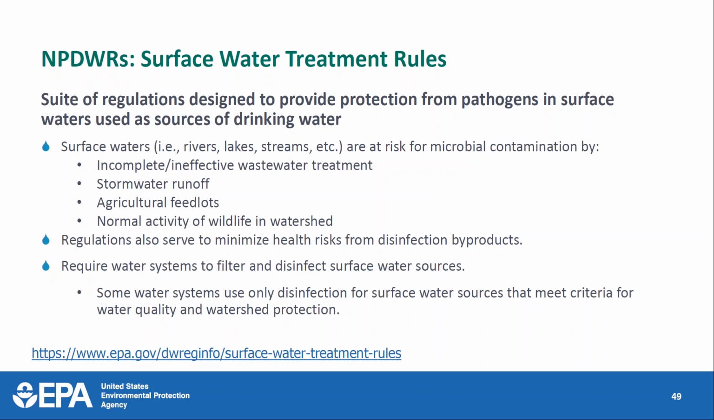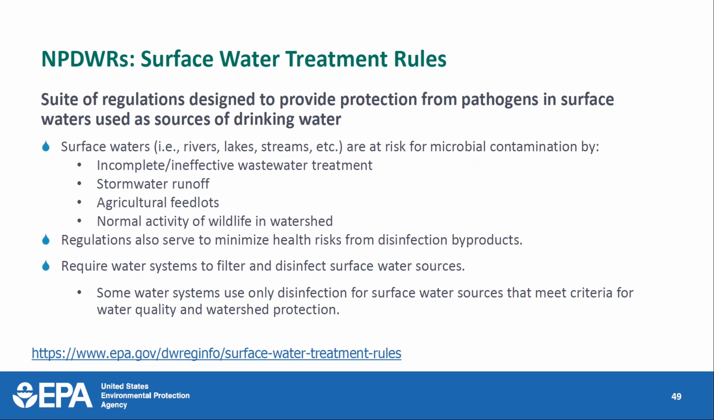And surface waters are like rivers, lakes, streams, and they are at risk for high amounts of microbial contamination because they get runoff, or in the case of like Cincinnati where I live, sometimes the wastewater plant can't handle the demand, so sometimes raw wastewater is dumped into the Ohio River. Stormwater runoff, agriculture feedlots, and just wildlife. There's badgers and there's birds, and they're all pooping in that water.